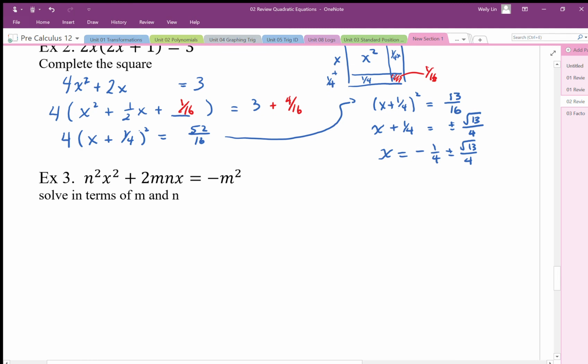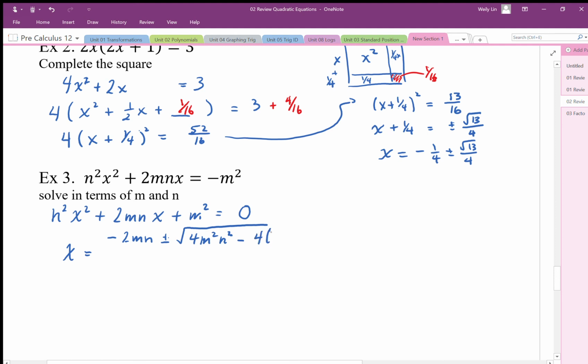Okay, so last one here, we can just solve by whatever method we want. Let's try quadratic formula. So to use quadratic formula, I need to make it equal to 0. Okay, so then solve for x. x is equal to negative b, so negative 2mn, plus minus the square root of b squared, so 4m squared n squared, minus 4 times a, which is n squared, times c, which is m squared.